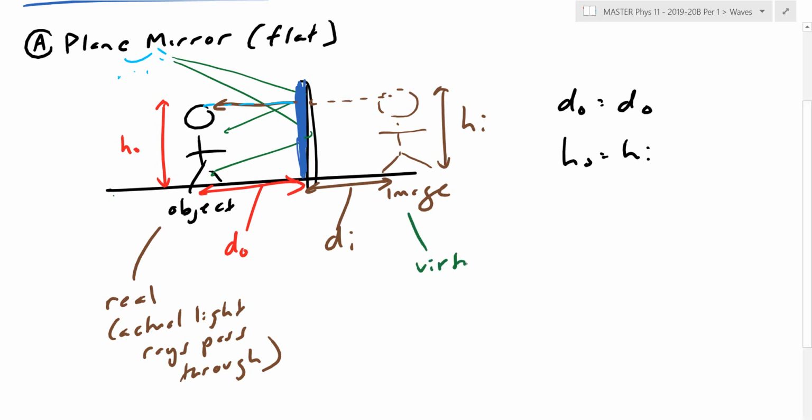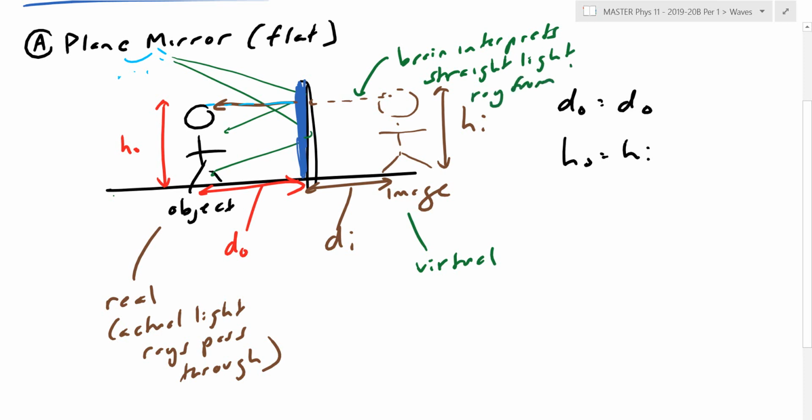We will see some examples of real images every now and then, but most images are going to be virtual. It's just our brain playing tricks on us here. I'm going to make that note again. Our brain interprets a straight light ray from, let's say, inside the mirror, or you can say behind the mirror. So it's just our brain playing tricks on us here.